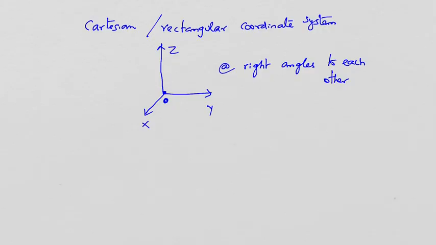There are two subdivisions of such systems. One is called the right-handed rectangular coordinate system. The second one is the left-handed coordinate system. In the right-handed coordinate system, the x-axis is rotated towards the y-axis, and this rotation causes the upward movement of the right-handed screw in the z direction.